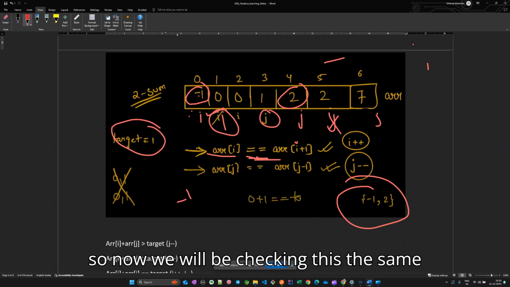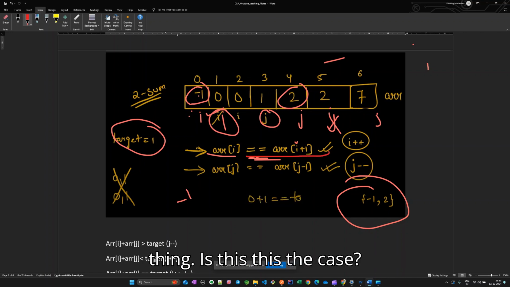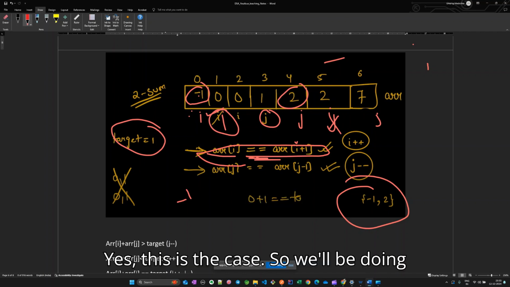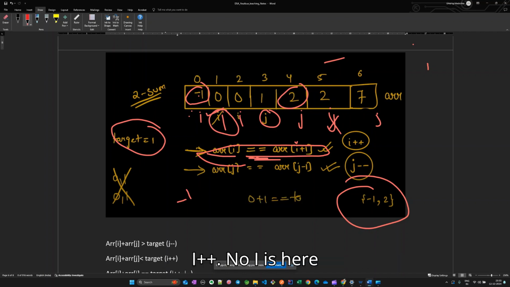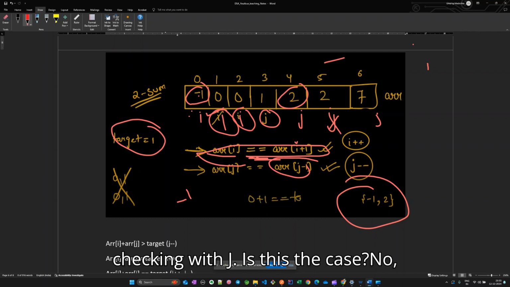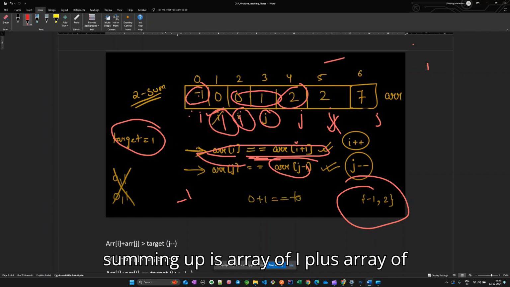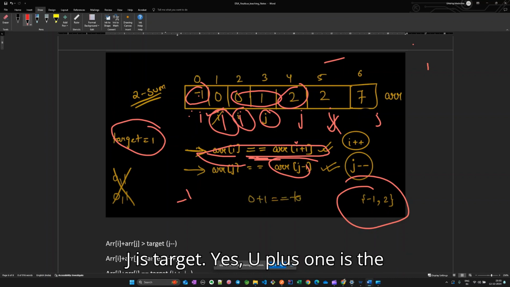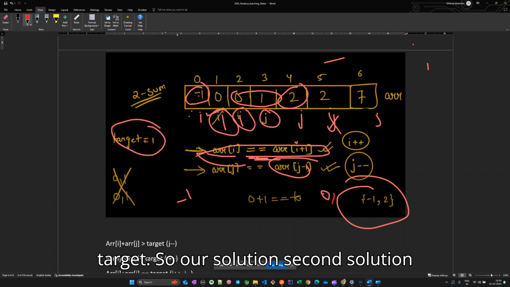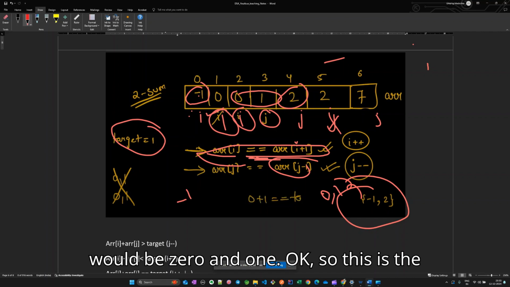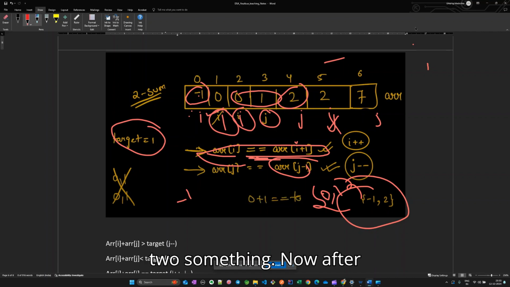So now we'll be checking the same thing. Is this the case? Yes. So we will be doing i plus plus. Now i is here, we're checking with j. Is this the case? No, this is not the case. Now we'll be summing up. Is array of i plus array of j the target? Yes, j plus 1 is the target. So our second solution would be 0 and 1. Okay, so this is the two sum thing.